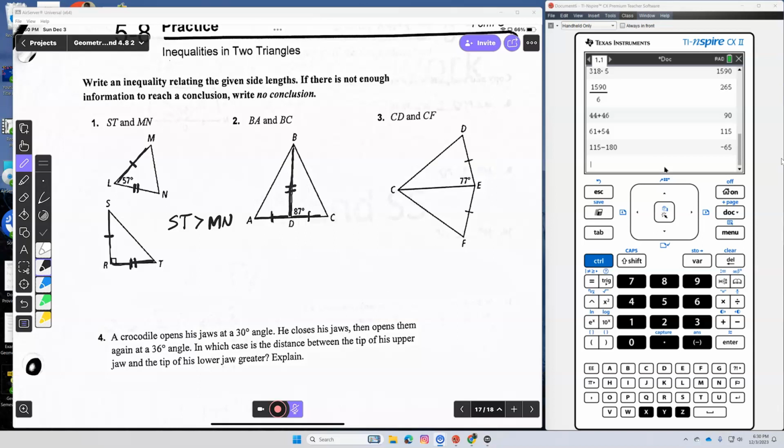87, these are a linear pair, so we have 180 minus 87, you get 93. So 93 is the largest angle, and 87 is the smallest angle. So BC is less than AB. Number 3, DE is congruent to EF, and they share a side. This is 77, but we don't know anything about this angle, so this would be not enough information to make a conclusion.